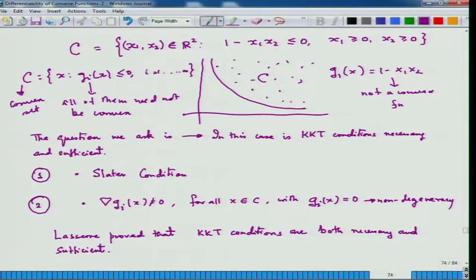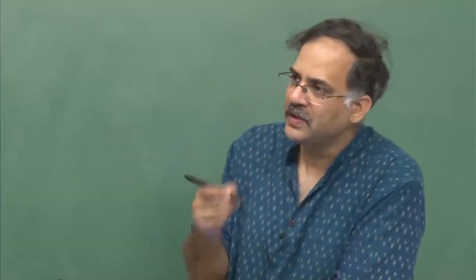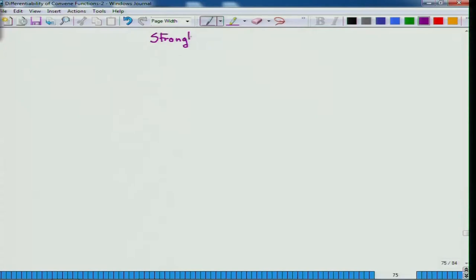So, let us forget that part and let us go into a more interesting part, which is more interesting from an algorithmic point of view, and that is what we will now study: strongly convex functions in optimization. How strongly convex functions affect optimization.